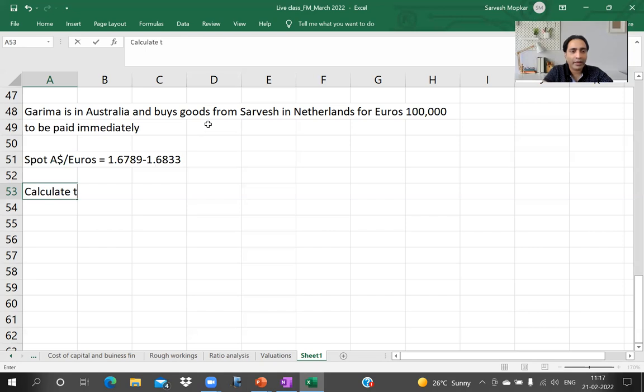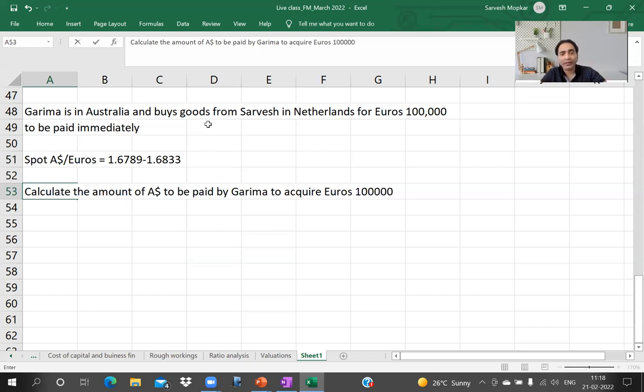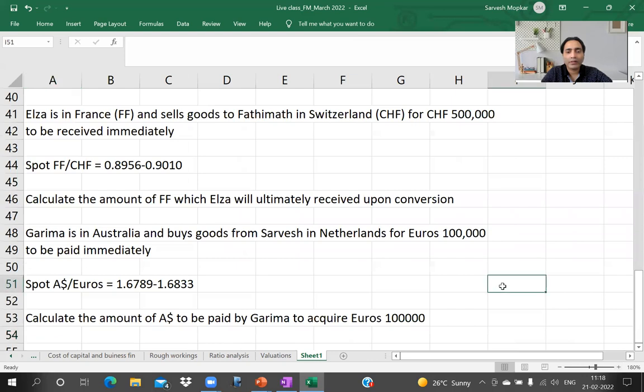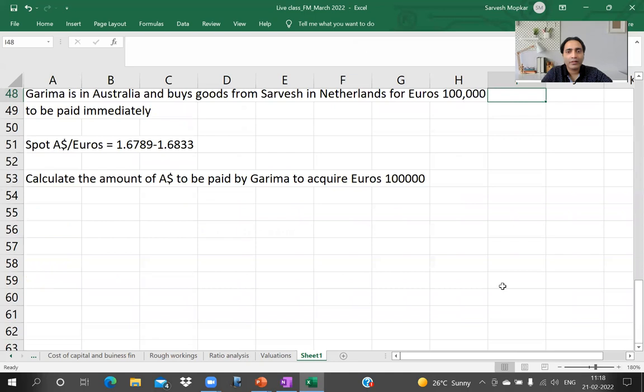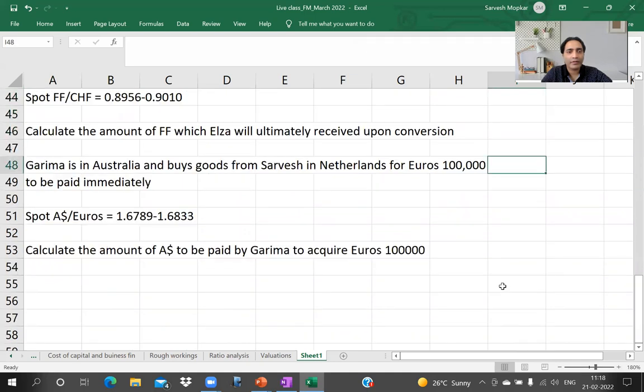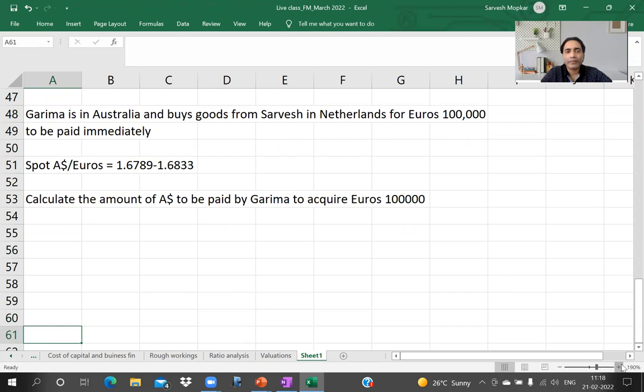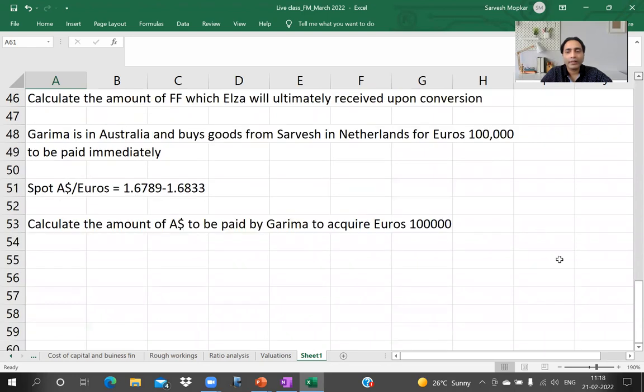Calculate the amount of Australian dollars to be paid by Garima to acquire euros. She needs to buy euros to make the payment to me. And she's in Australia, so she will have to buy euros. So how many Australian dollars will she have to pay to the dealer? That is the question. You can take a snap of this if you want. Noted? Is the question noted?